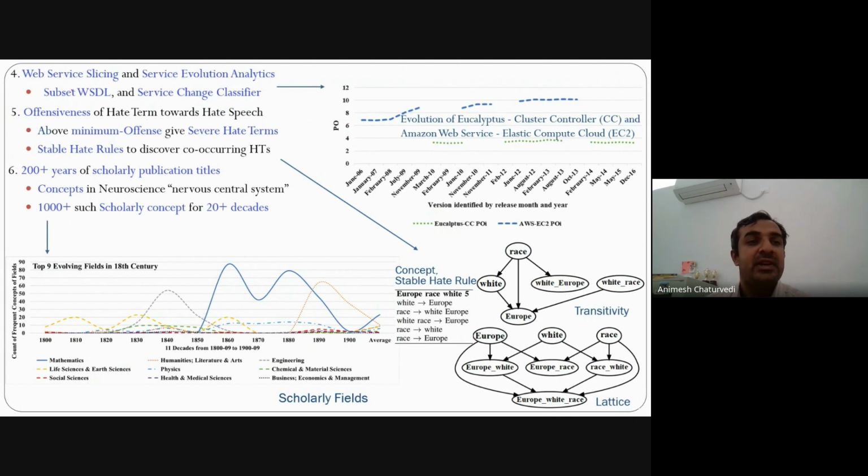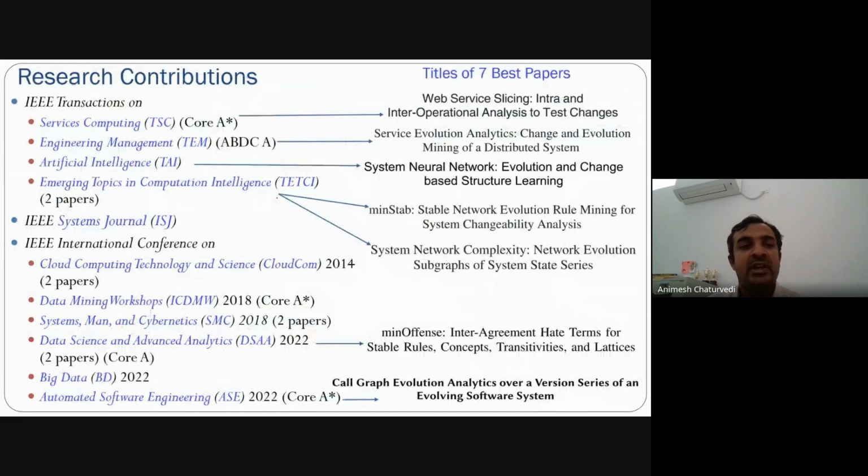So this web service slicing work is the WSDL work, the web service change classifier. Then we have discussed minimum offensiveness to generate a severe hate term list, and hate rules work with co-occurring hate terms. Then concepts like neuroscience have a neuroserver central system, which was most frequently worked as a scholarly concept. So all this work led me to publications.